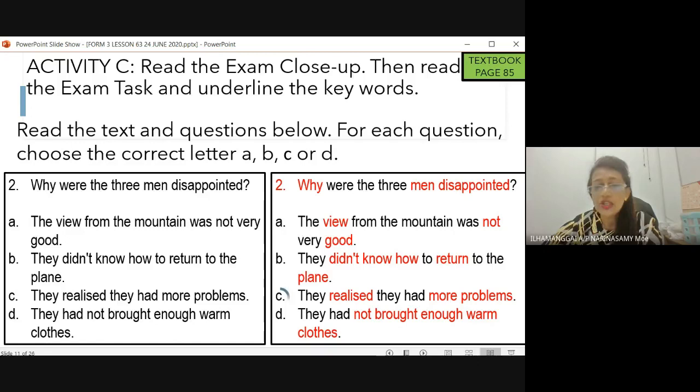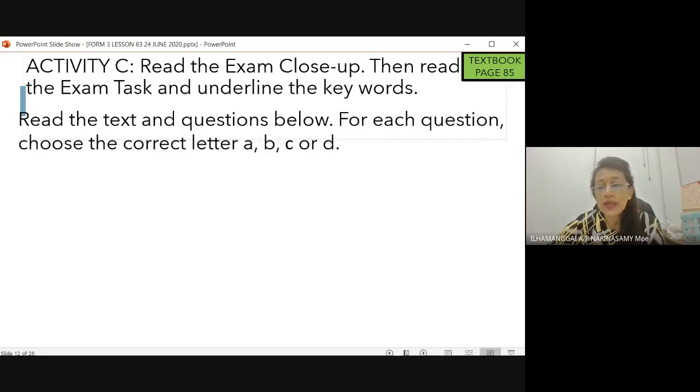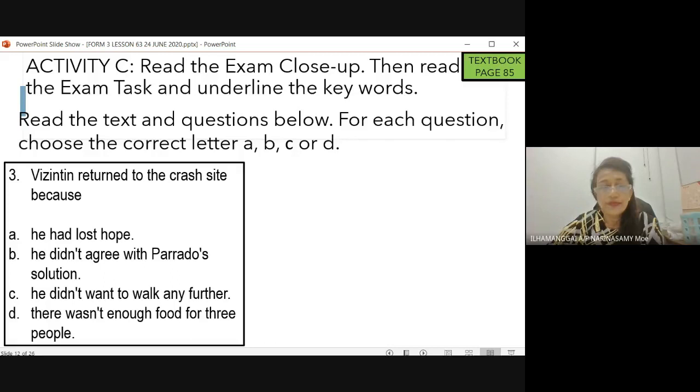They realize they have more problems. Instead of getting to see the valley, there are more snowy peaks. So they are very deep inside or high up the Andes Mountain. Okay. Question number four. Yes, Christina. Read the tag. Okay, question number three.